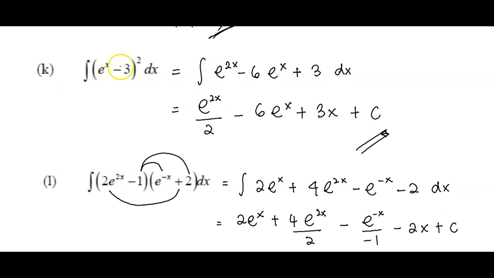Sorry for the question K, I've made some mistake. The mistake that I made is this. When I expand negative 3 multiplied by negative 3, you got positive 9. And here you have a 9x. Right, the answer will be 9x plus c.